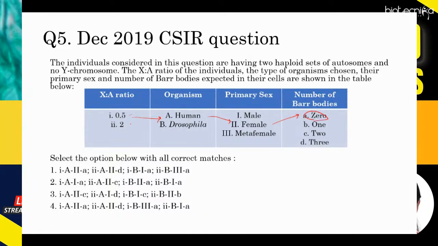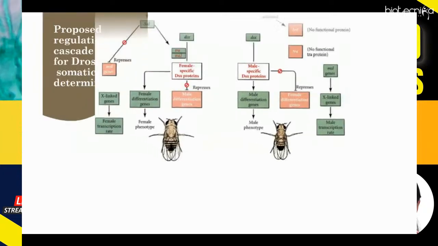But if it is two, and if we are considering humans, then also it will lead to female only. There is nothing as meta female. But as I said, it will have three bar bodies. But in Drosophila, there is no bar body concept, because it is based on the ratio only. So that's why the correct option is option 1.